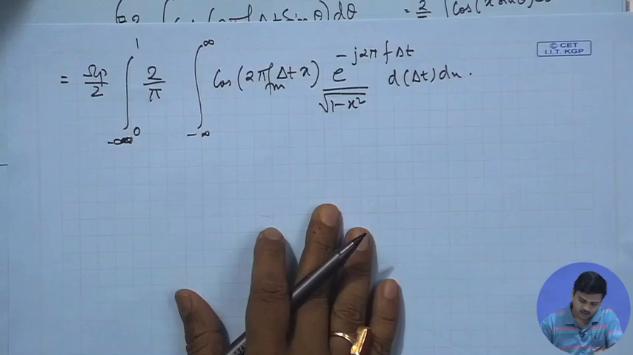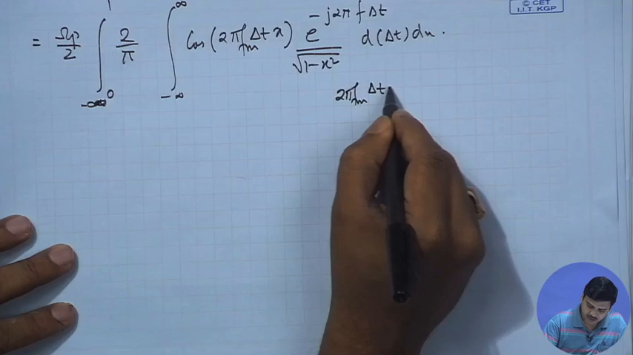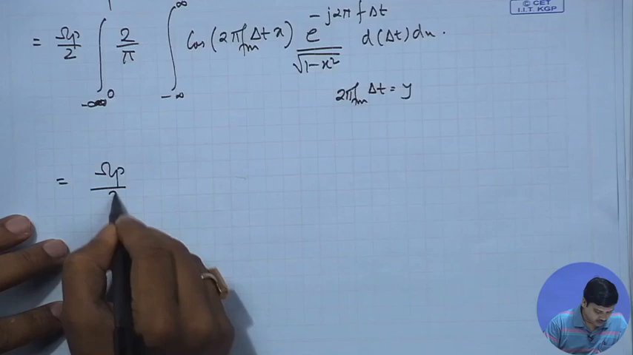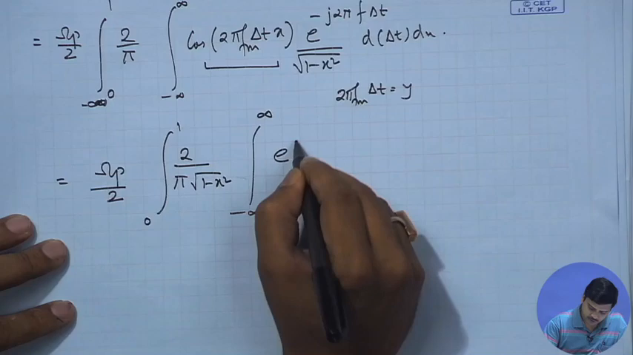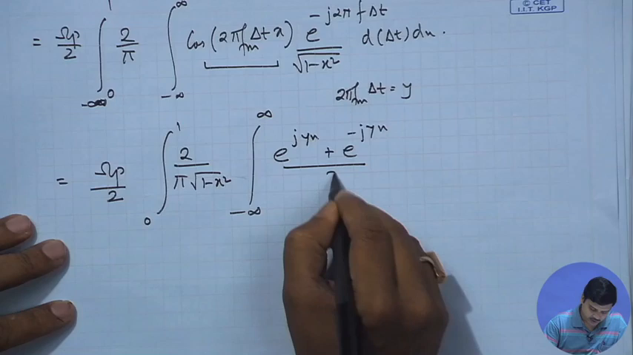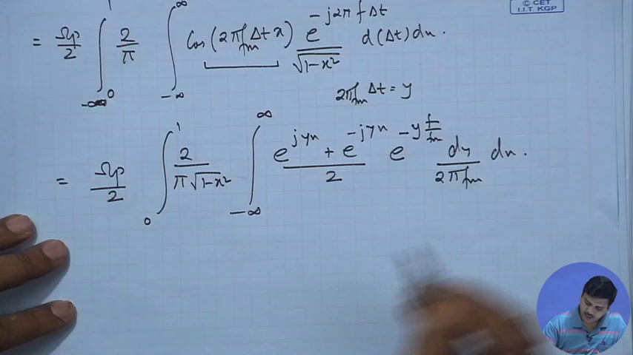and we could continue from that point, and you could do a translation possibly that 2 pi f m delta t equals y. You could do it this way also, and after one more step it would lead to 0 to 2 pi. I'm keeping all the constants as they are so that we can take care of them later. And instead of cos, we could have e to the power of j y x plus e to the power of minus j y x divided by 2, e to the power of minus j y f by f m, dy by 2 pi f m with this translation, times dx.